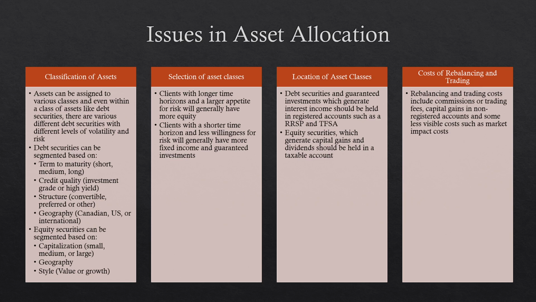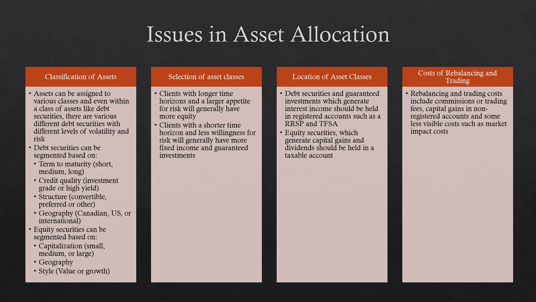The other issue is costs of rebalancing and trading. So rebalancing and trading costs, including commission or trading fees, can be quite costly. Capital gains in non-registered accounts and some less visible costs, such as market impact costs, are a factor as well. So sometimes if you do have a non-registered account and you have this strategic asset allocation, well, it might be good to rebalance some of that equity portion to more bonds and cash.